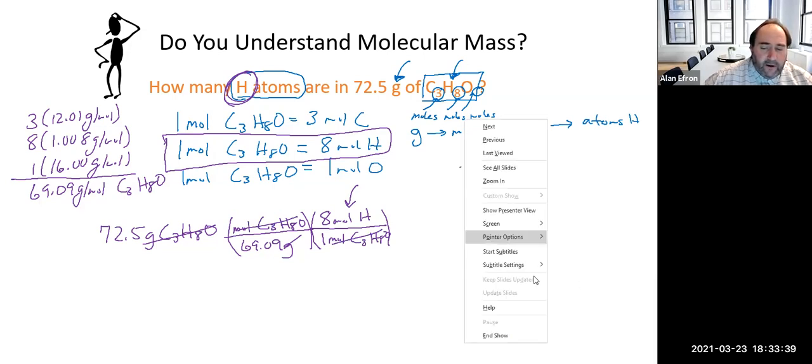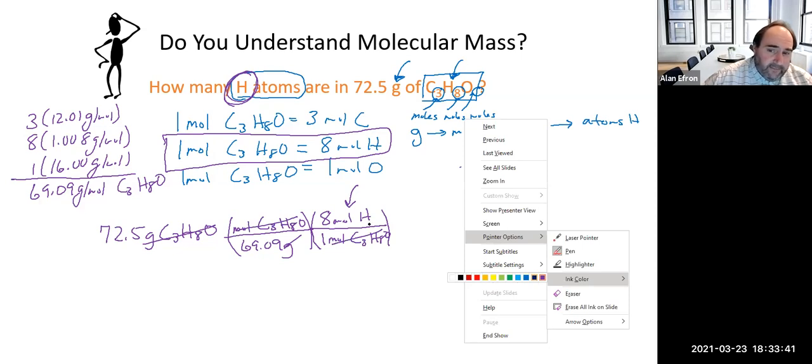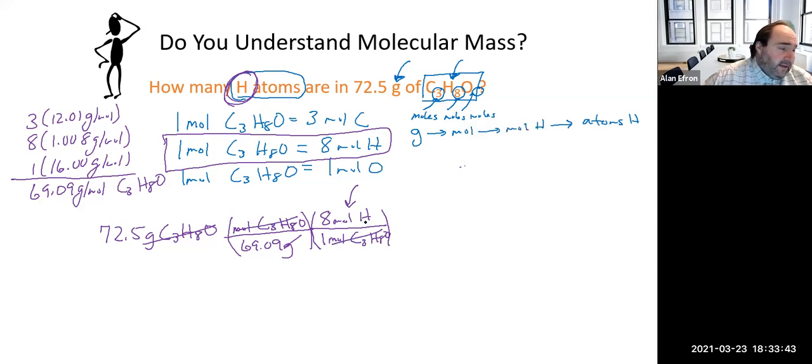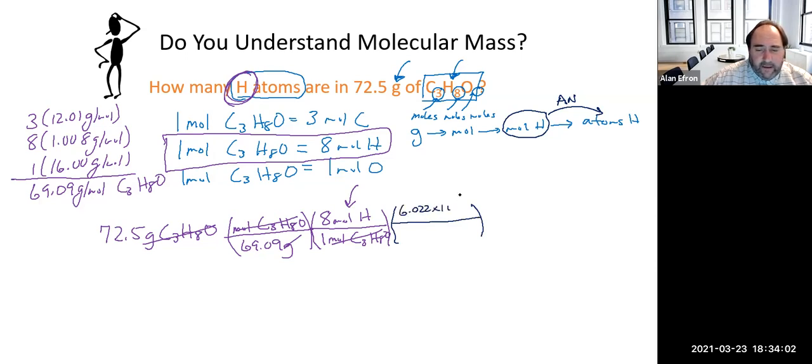Now, are we done? We're not, because if we stopped right at this point, we're close to what we want. We're in moles of hydrogen. We got one more step to go. And again, to get us to atoms, that's where we're going to use Avogadro's number. So we will do that as our last step. We're going to multiply by Avogadro's number here. The moles will cancel and leave us with Avogadro's number.